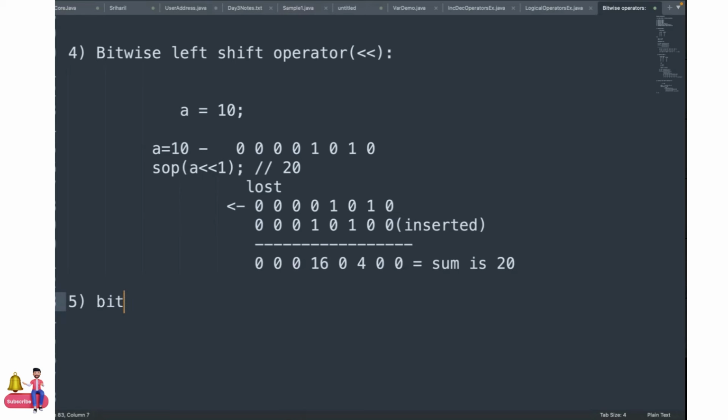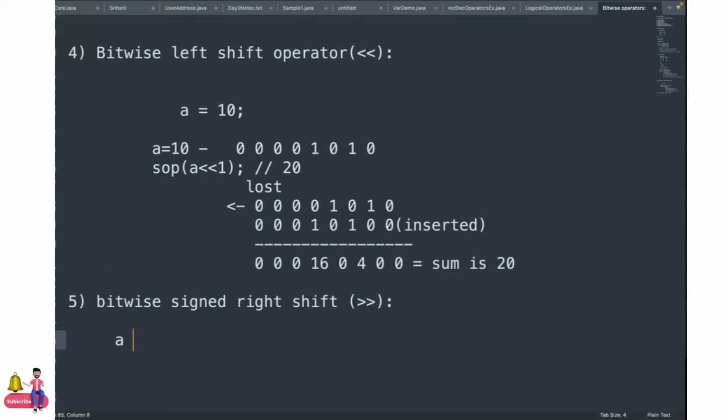Now let's look into the next one, bitwise right shift, which is the signed right shift operator. It is just two greater-than arrows. Using this operator, we are able to do the bitwise signed shift. The left shift operator moves the bits towards the left by a given number. Now if I want to move a number towards the right, I tell it how many positions it has to move to the right.